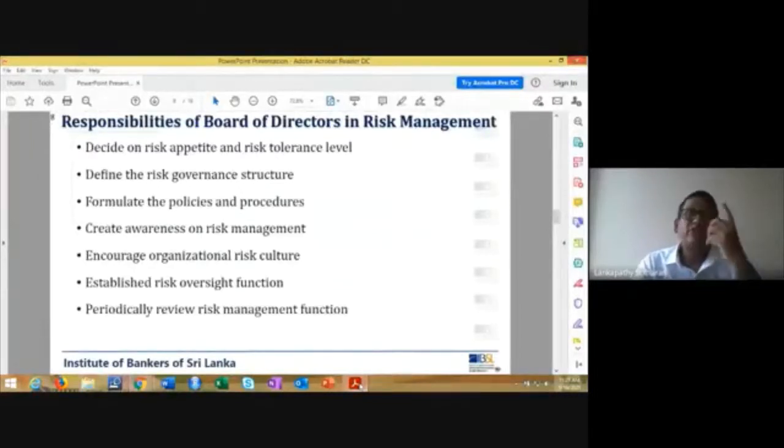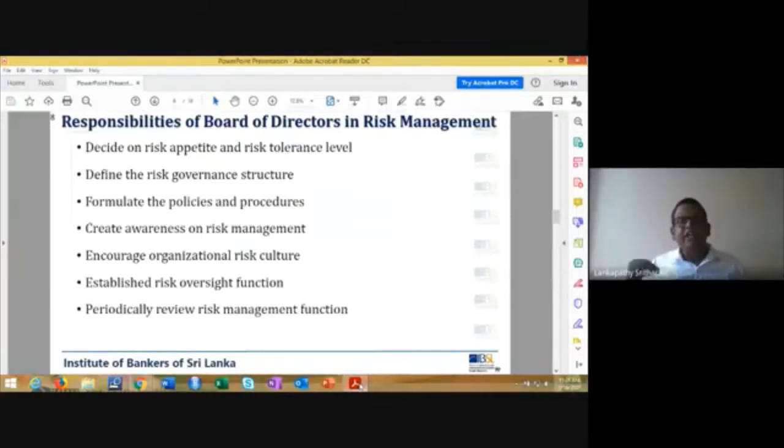Because we say that there are some committees or bodies which are responsible for risk management, and what are their responsibilities? I need not explain all this too much, but you can all have some idea. First one, decide on risk appetite and risk tolerance level. I think in the previous class I have explained what risk appetite is.